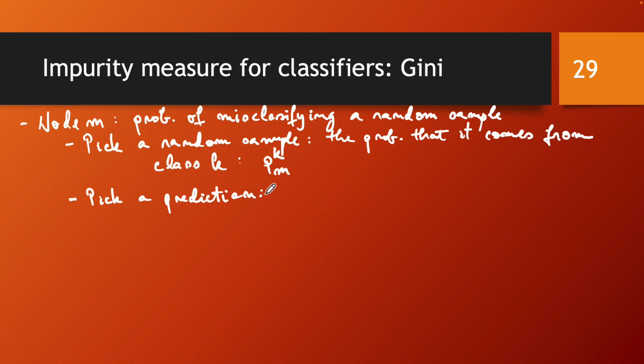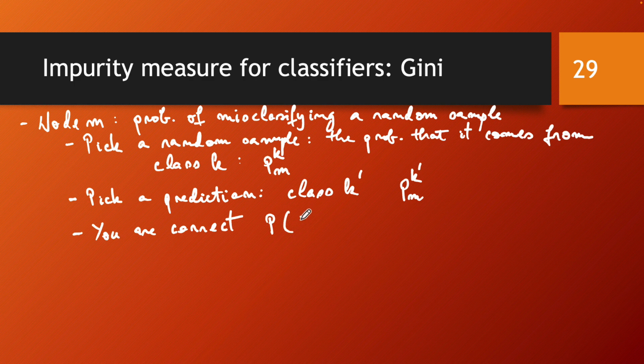And this prediction, you are also picking with the same sort of probability distribution that you compute in node M. So you say, okay, I'm going to give as a prediction class K prime, and the probability for class K prime is the one we have computed for node M, so it's PM K prime. And so the probability that you are correct is exactly the probability that K, which is the real class of that sample you picked randomly, is exactly the class that you gave as a prediction.